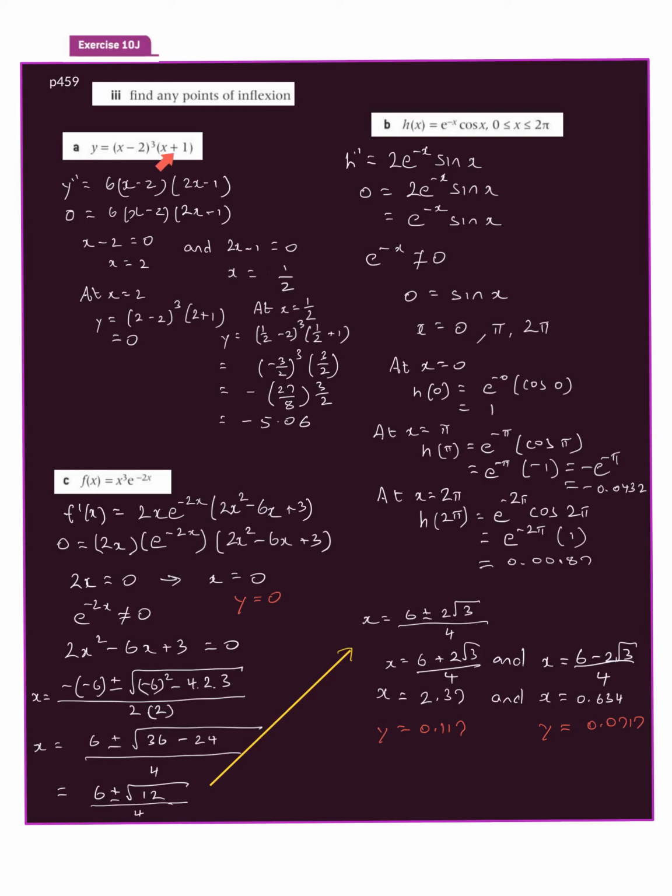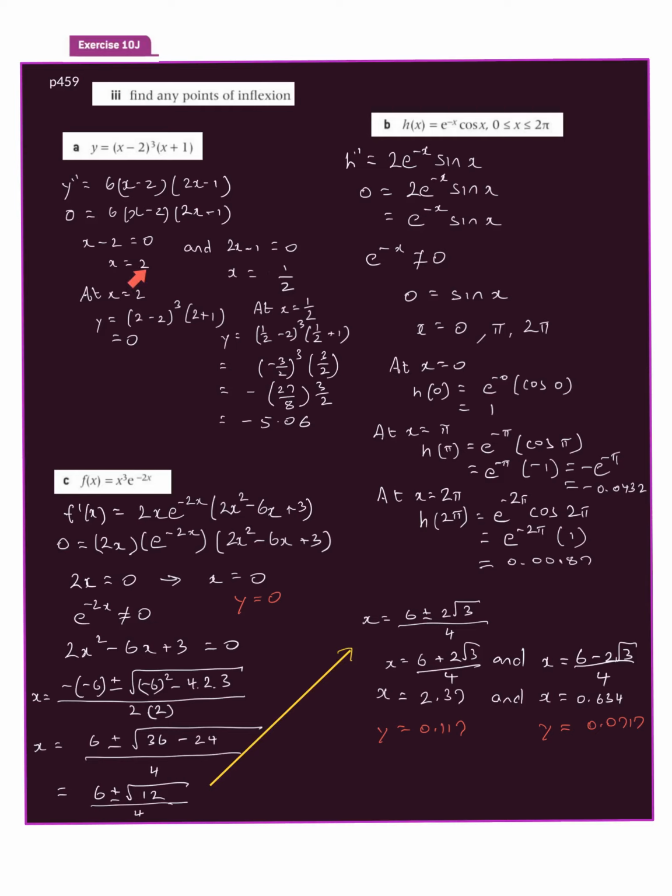Okay, and now what we're doing is part 3, find any points of inflection. So I've copied from the previous part the second derivative. Now the second derivative will show us inflections when it equals 0. So we put 0 there, and we equate it to 0, and we say that when x minus 2 equals 0, using the null factor law, then that would be true. And also when 2x minus 1 equals 0, that's true.